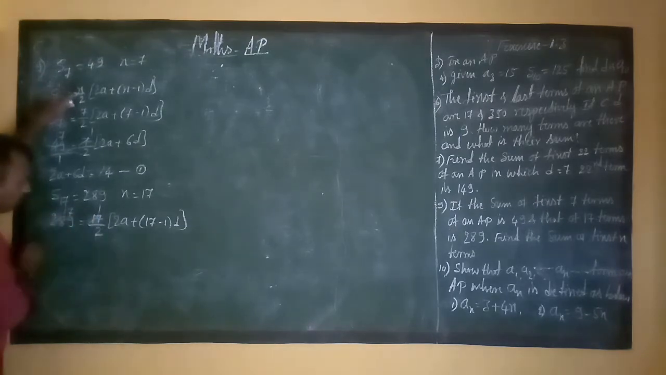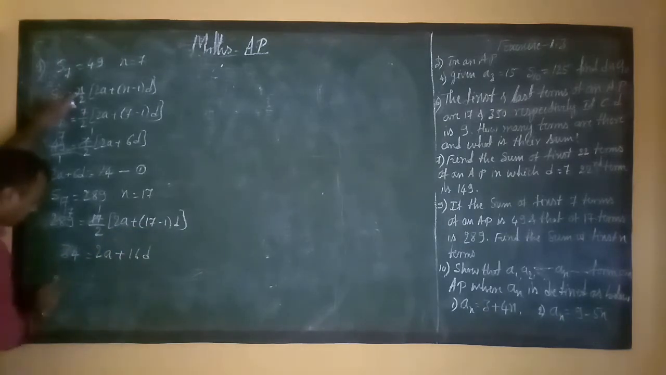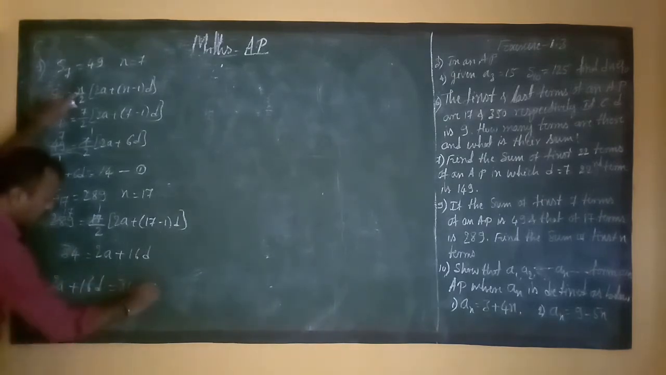So 17 ones are 17, remaining 119, which is 17 sevens are 119. So 17 into 2, 34. You have to divide it. 34 twos are 34, remaining 2a plus 16 into d, 16d. So therefore 2a plus 16d is equal to 34. Call it as number 2.